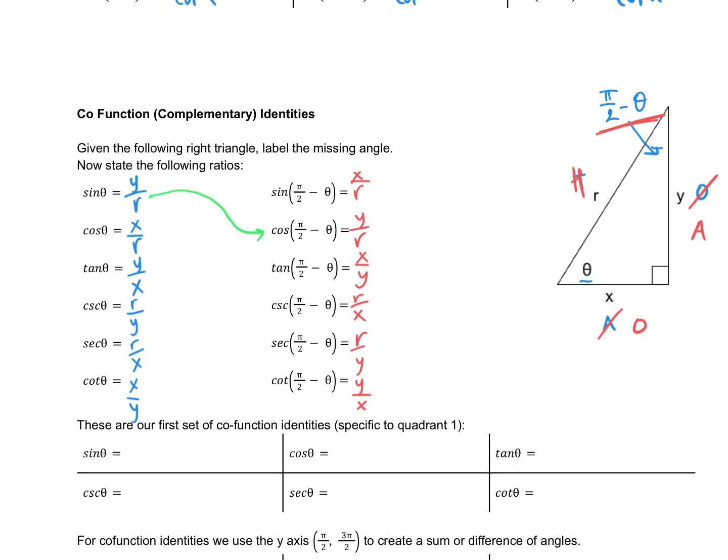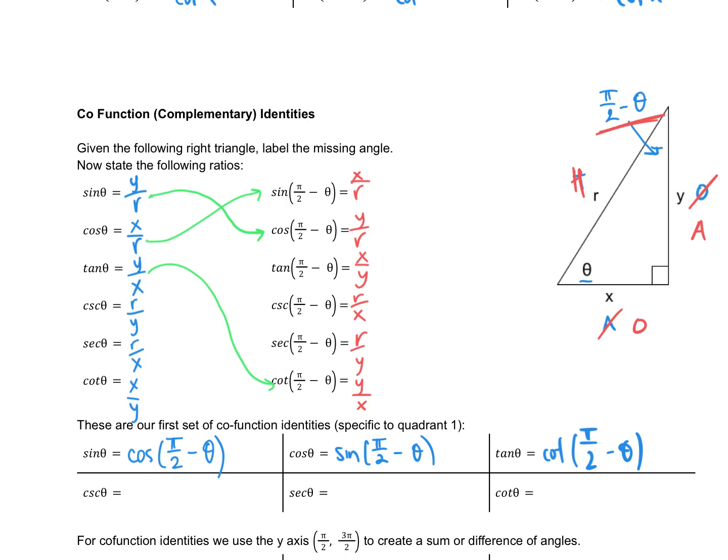So we can conclude that sine theta is equivalent to cos of that complementary angle, pi over 2 minus theta. Likewise, the cos ratio is equivalent to the sine ratio of the complementary angle, so sine of pi over 2 minus theta. And then tan, its ratio is equivalent to its reciprocal. So tan theta is equivalent to cotangent of pi over 2 minus theta.